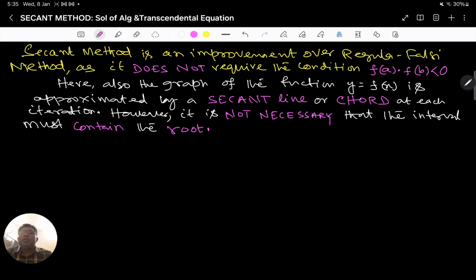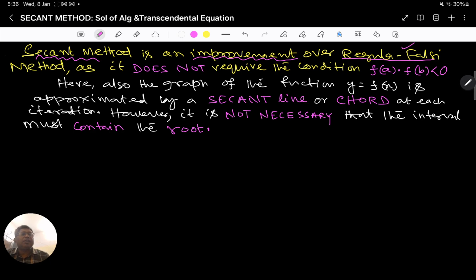Hello everyone. In this lecture I shall discuss the second method to find the solution of algebraic and transcendental equations. In my previous lecture I discussed the regula falsi method, also called the method of false position. Now this second method is an improvement over the previous method, regula falsi.